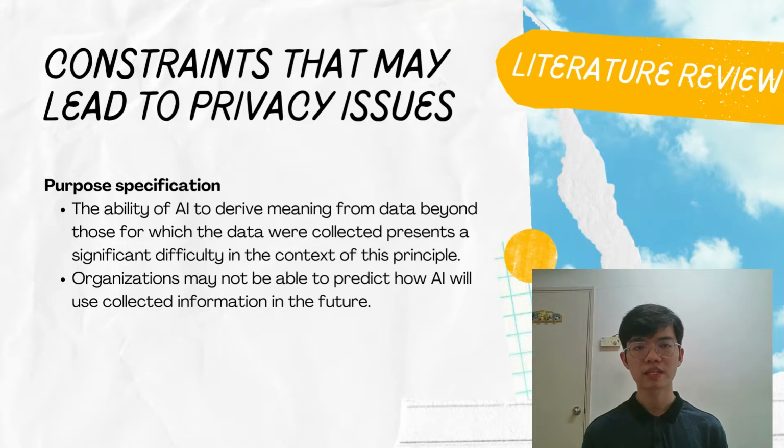Purpose specification is the principle that the purposes for which personal information is collected should be specified to an individual at the time of collection. The ability of AI to derive meaning from data beyond those for which the data were collected presents a significant difficulty in the context of this principle, because organizations may not be able to predict how AI will use the data in the future.